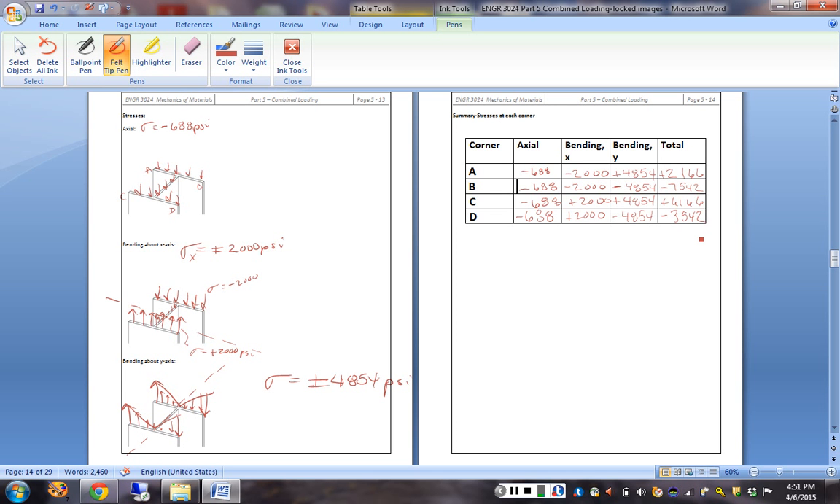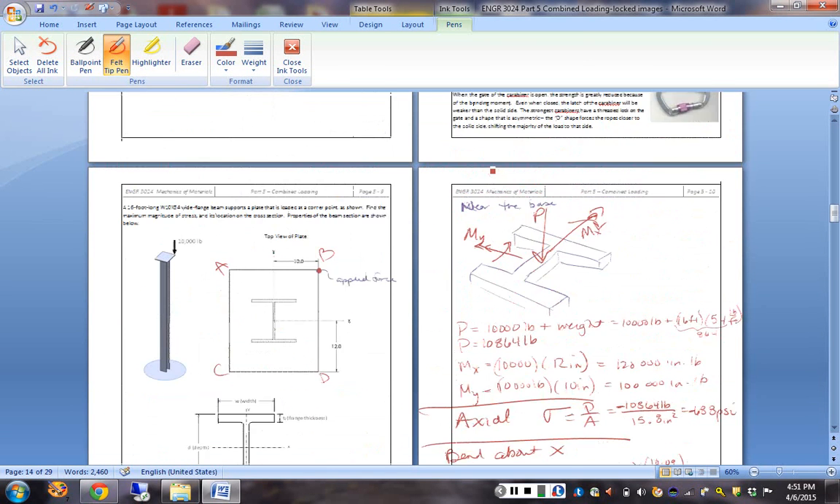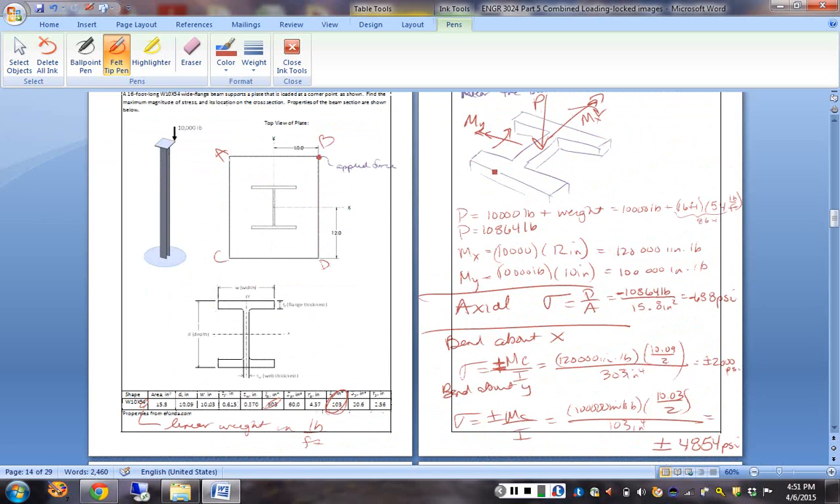So keep an eye out for your combined loading things. Did you see that first page that has a vertical column on it again? That guy? Okay, I just need to see. Yeah. Okay.